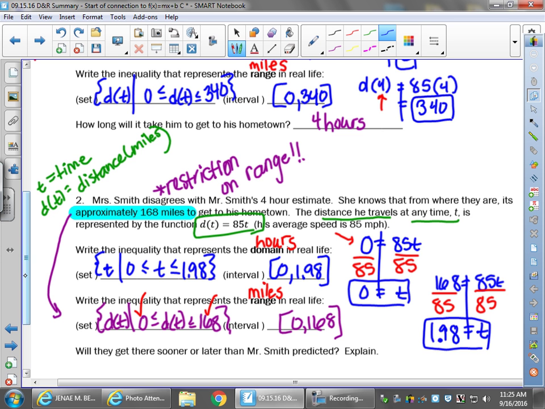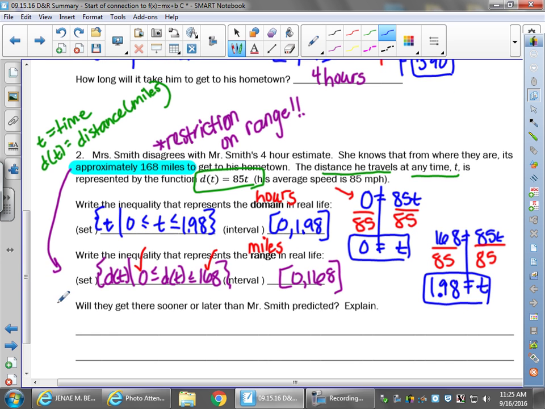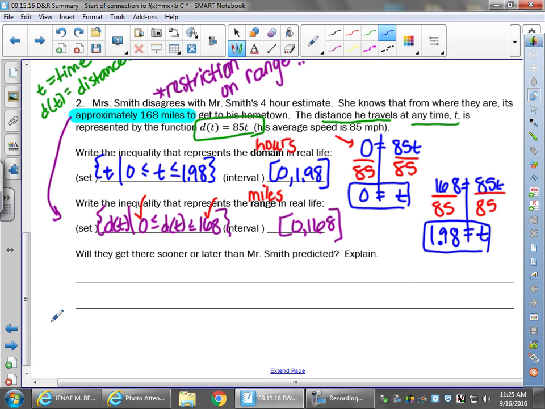Okay. Our follow-up question here: will they get there sooner or later than Mr. Smith predicted? Explain. Less miles? Less time. Right. Mr. Smith predicted what? Mr. Smith predicted 4 hours.